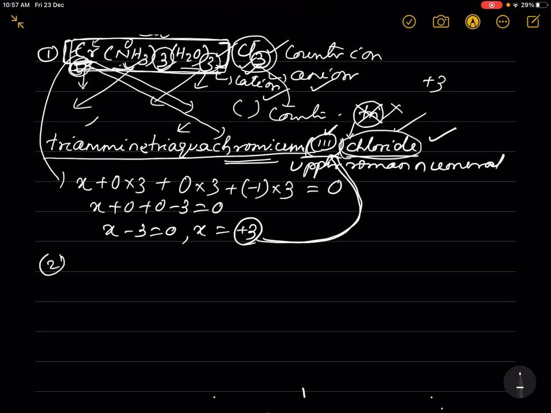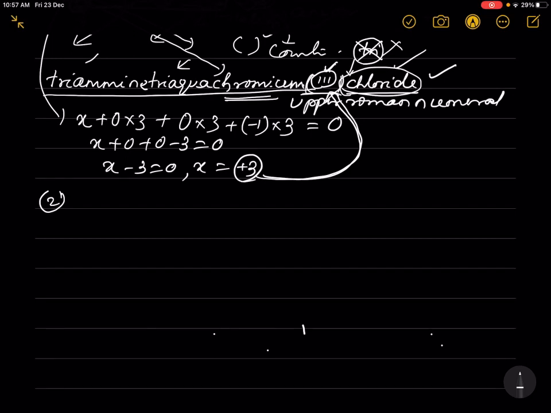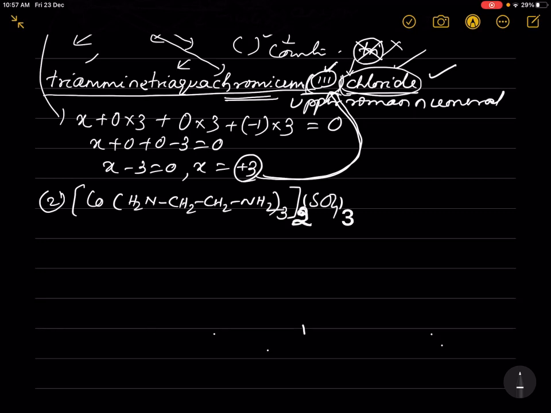Number 2, [Co(H2N CH2 CH2 NH2)3]2(SO4)3, with the bracket ending, then 3, then square bracket ends, 2, then sulfate. You see, this is the counter ion and this is the cationic part.